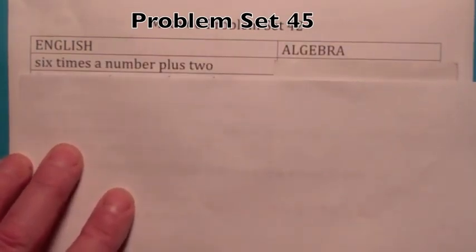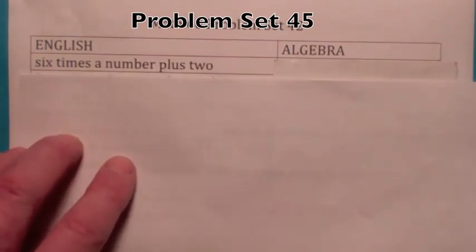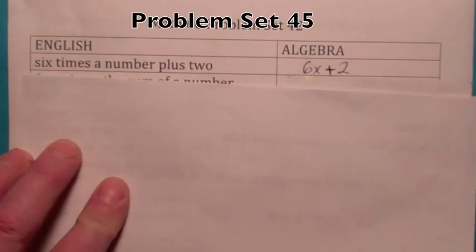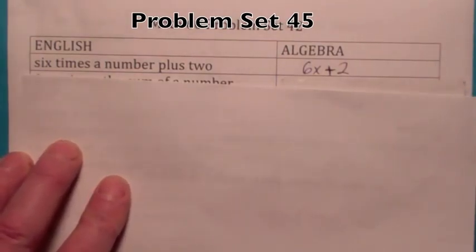We're translating from English into algebra. Look at this phrase, 6 times a number plus 2. You can think of a number as being an unknown number. 6 times an unknown number plus 2. How would you translate that? Well, you got a multiplication and an addition. You could call it 6x plus 2 or 6n plus 2, whatever variable you want.